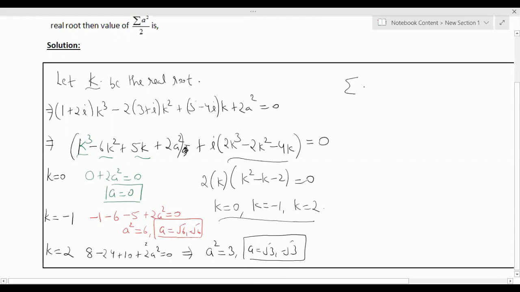Now what he has asked is the summation of a square whole divided by 2. So all the values we can substitute. First is 0, second is root 6 square which will be 6, minus root 6 square also will be 6, root 3 square will be 3, minus root 3 whole square will be again 3. So this is the square of all the possible values of a whole divided by 2. So I guess we are getting 18 by 2 and the answer will be equal to 9. I hope you understood the problem.